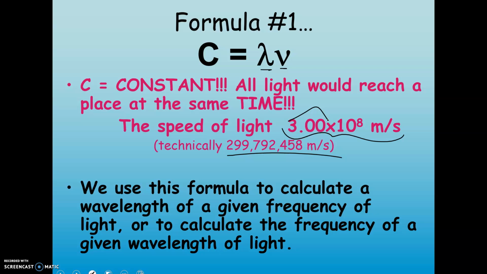So we can use this formula. If we know the frequency, we can get the wavelength. If we know the wavelength, we can get the frequency. And because the speed of light is always going to be a constant, we always have one variable. We just need one other one, and then we can do calculations.